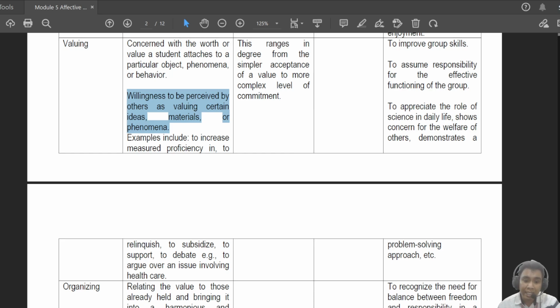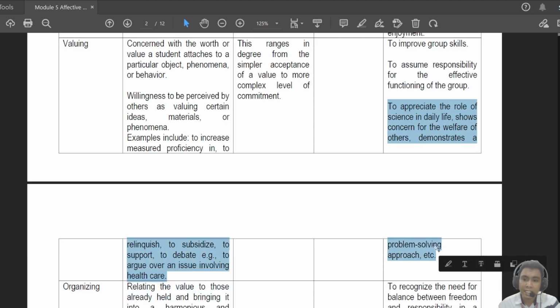Sabi ni Corpuz Salandanan dito, this ranges from simpler acceptance to a higher level of commitment. Okay? So, kasama na rin yung pag-commit mo doon sa particular phenomena na yon. Okay? So, what are example skills here? Number 1, to improve group skills, to assume responsibility for the effective functioning of the group, and to appreciate the role of science in everyday lives, etc., etc. These are only sample objectives, okay?